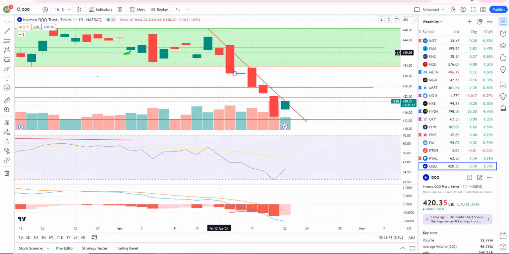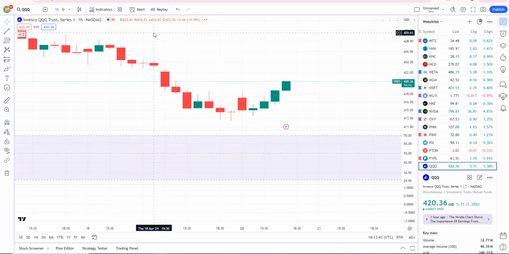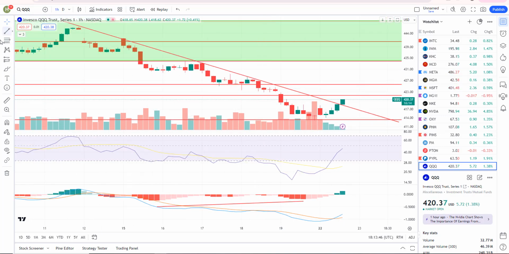Triple Qs, guys. There's the bounce. We're starting to bounce now. If I go down to the hourly, this is the downtrend line. We've been rocking down this downtrend line and are starting to break out here, so this can run a little bit.